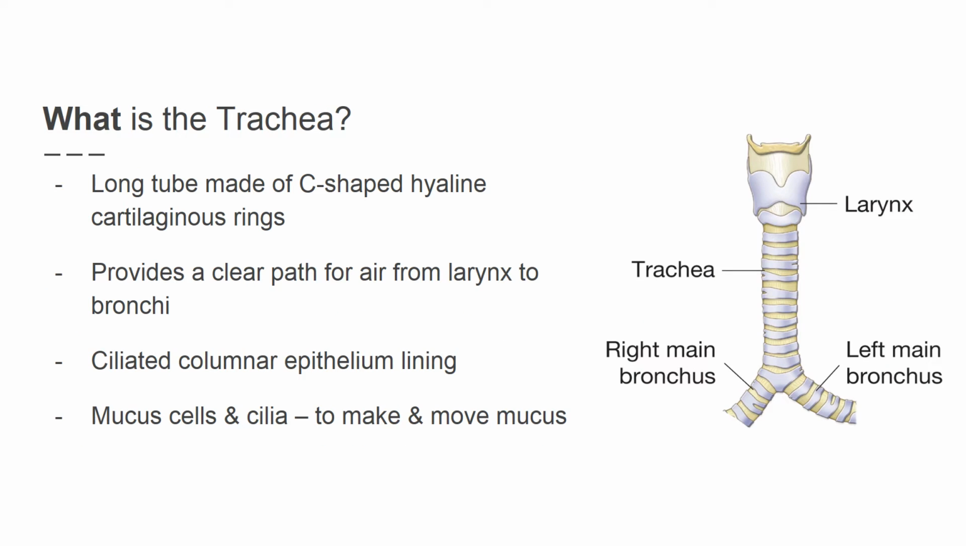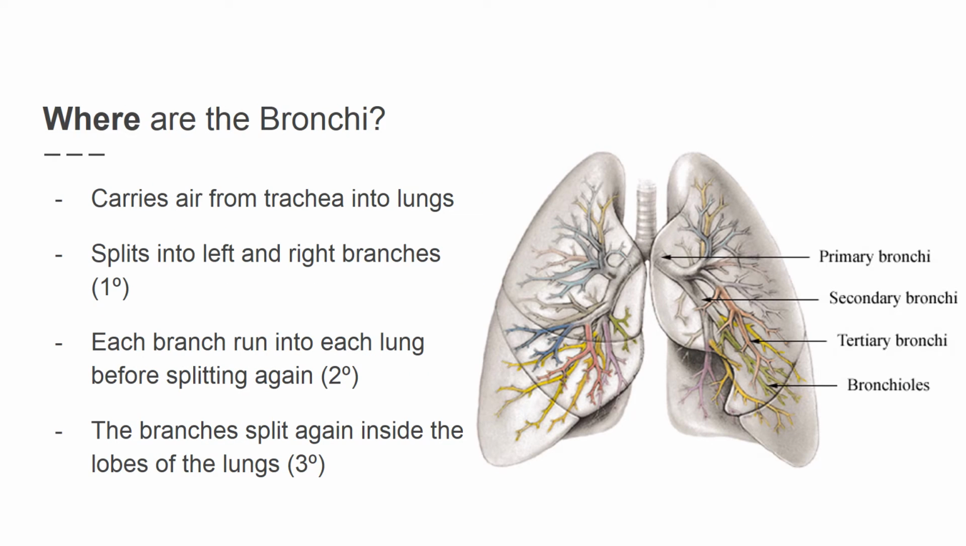From the larynx, air moves into the trachea. The trachea is a long tube made of C-shaped cartilaginous rings. It connects the larynx and bronchi and provides a clear path for air to pass through. It is lined by mucus cells and cilia, which can make and move mucus to help move debris out of the system. Next, we move on to the bronchi.